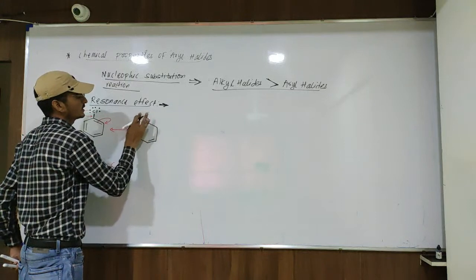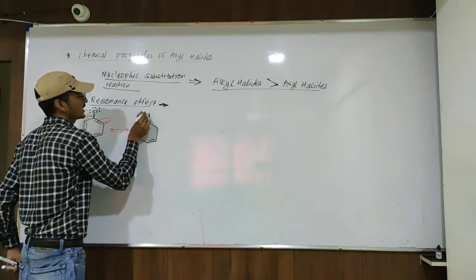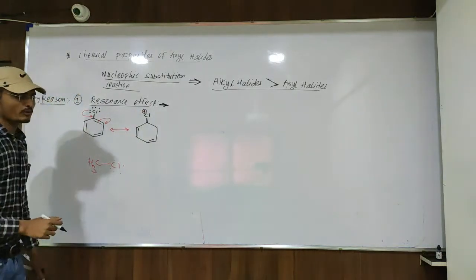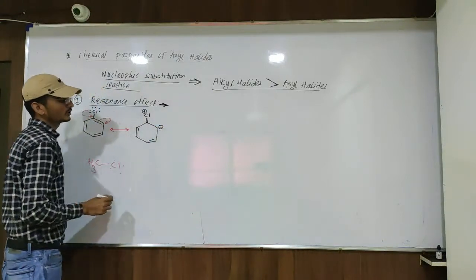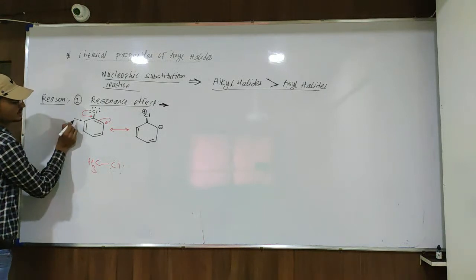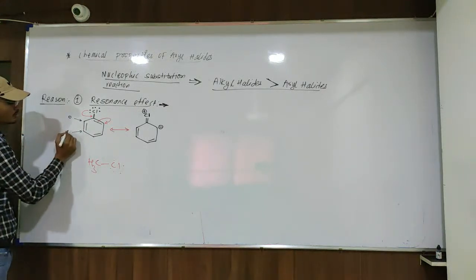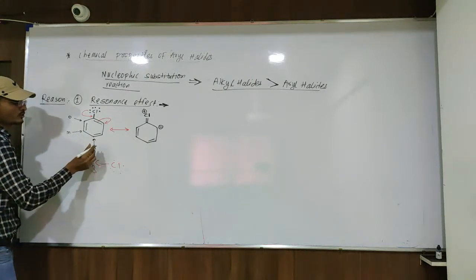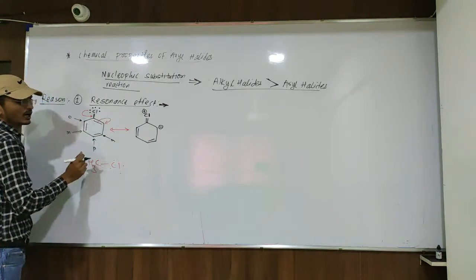So what about the Cl? Cl has a positive charge, because the lone pair is in resonance with the aromatic ring, and a negative charge is present on the ortho position. You know that there are ortho and para positions. This position is the ortho position, this position is the meta position, and this position is the para position. Again the same thing here: this is meta and this is ortho.